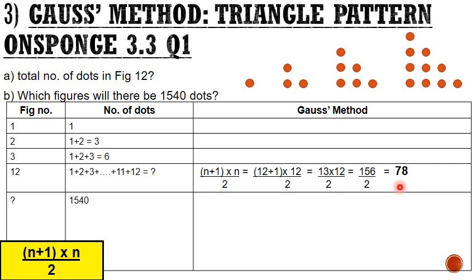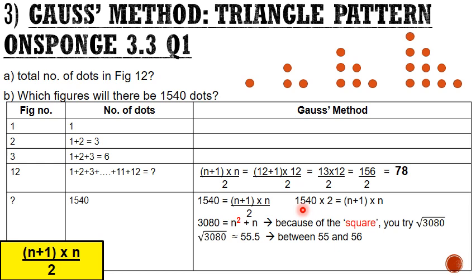So now the second part is quite tricky, but I don't think you will see many of this type of question in exams anymore. So anyway, we write this down: 1540 equals this formula here, and then since this is divided by 2, I move this to the left hand side, it will be times 2. So this will be equal to 3080. So how do we solve this? 3080 equals n squared, n times n, plus another n.